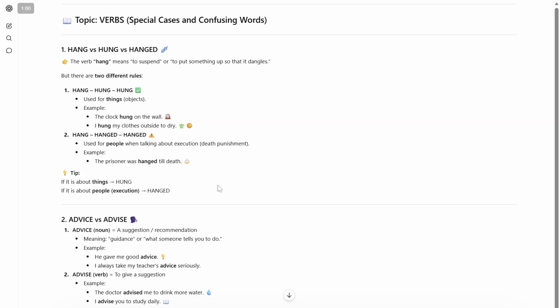2. Hang, hanged, used for people when talking about execution, death punishment. Example, the prisoner was hanged till death. Tip: if it is about things, hung. If it is about people, execution, hanged.